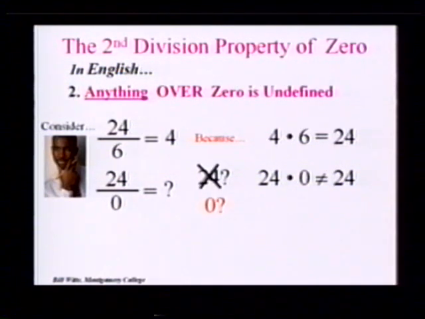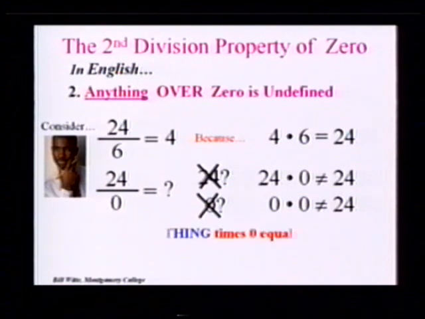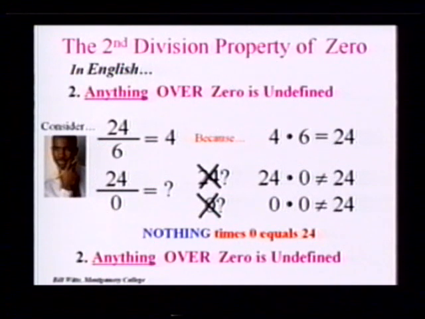Well, it could be 0. That's an educated guess, but it isn't. You know why? Because once again, working backwards, 0 times 0 doesn't equal 24. So you can't tell me anything times 0 that equals 24. So, consequently, anything over 0, we don't have a definition. We don't have anything. So anything over 0 is undefined.